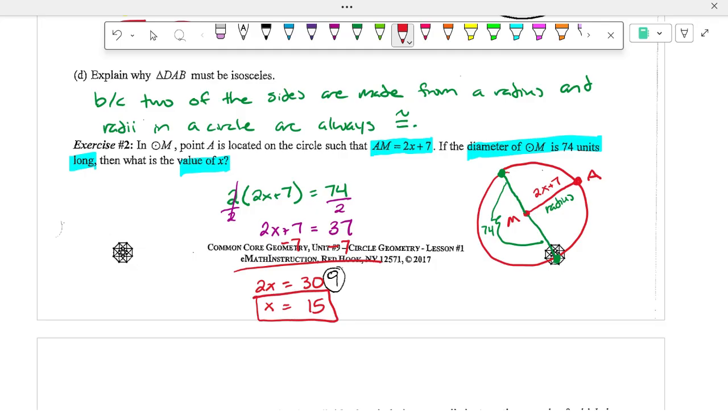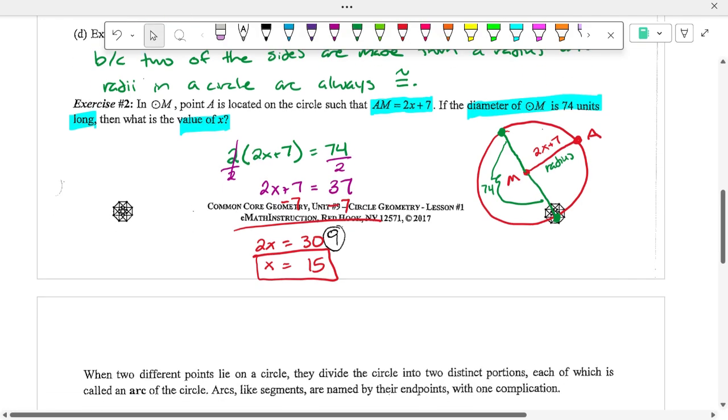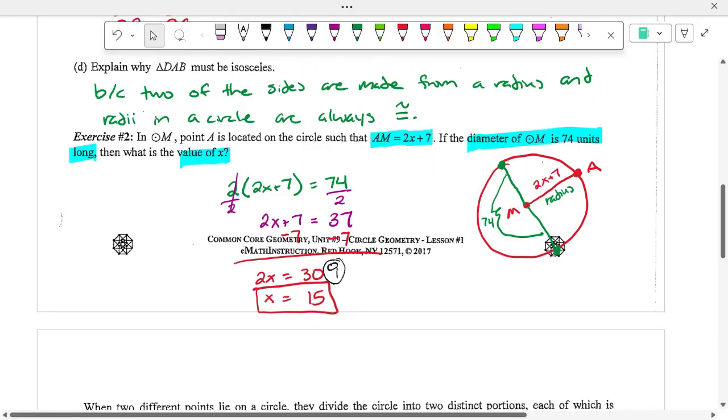So that's how you have to think about it. If they say that it's on the circle and it's going from the center to the edge of the circle, it's a radius. And if they give you the diameter, we can assume that twice that expression is equal to the diameter. All right. Any questions on this one?